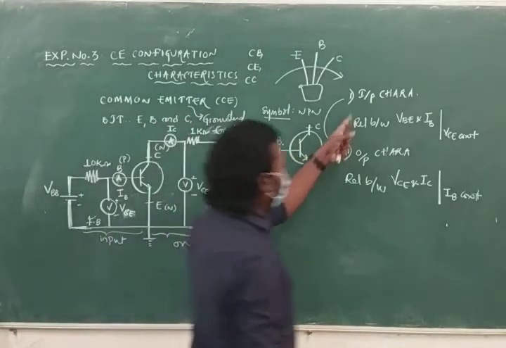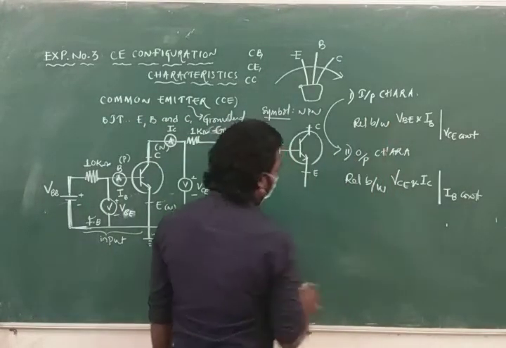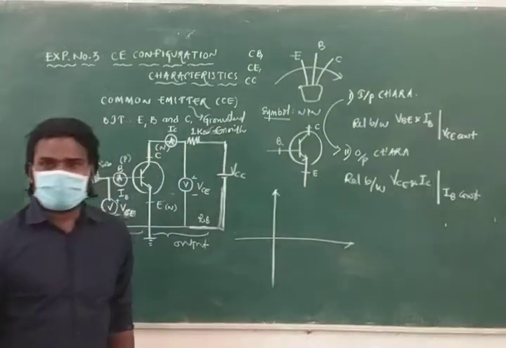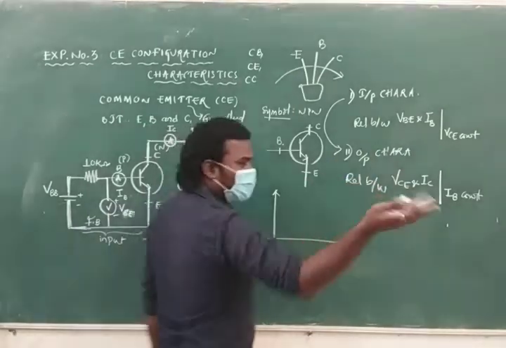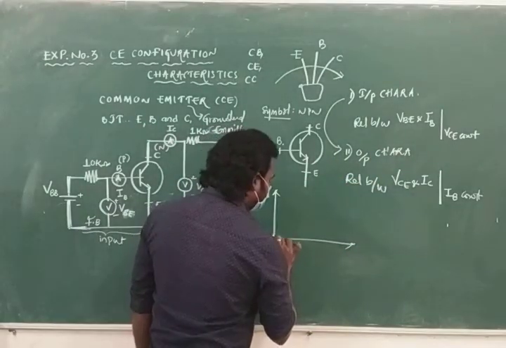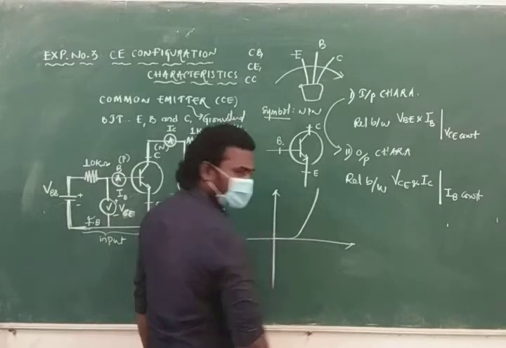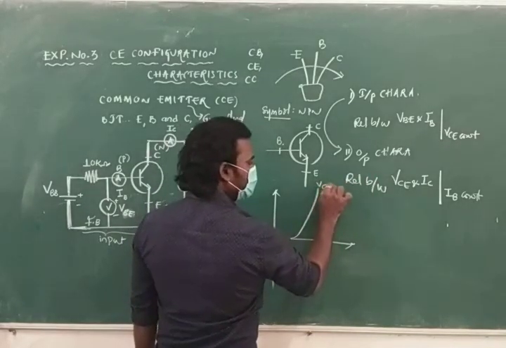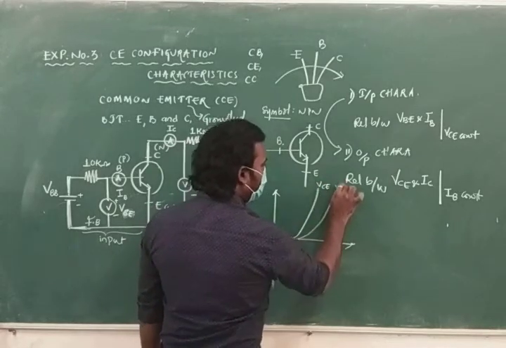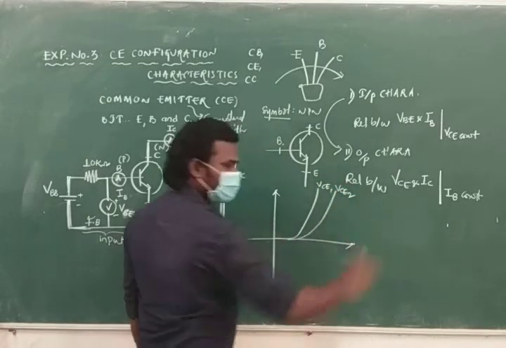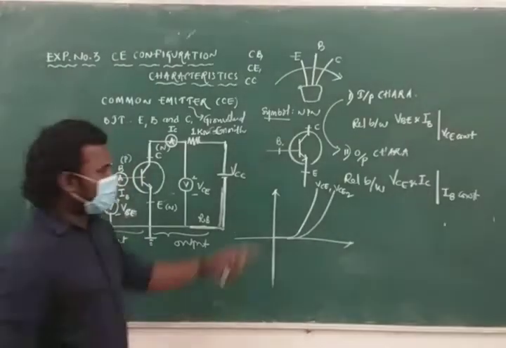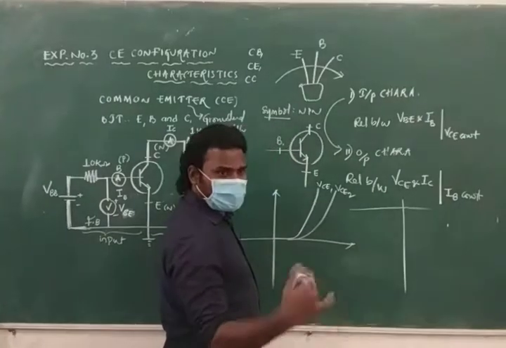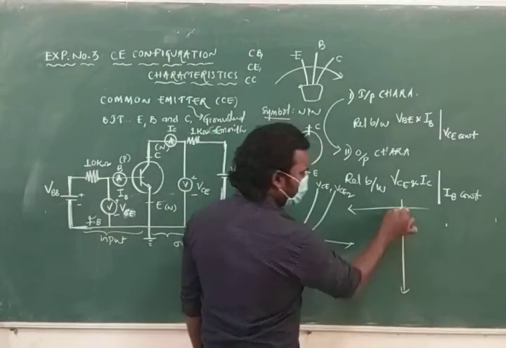If you find the relation between the input voltage and input current, you can get the input characteristics. Input is connected in which bias? Forward bias. So we know the forward bias PN junction diode VI characteristic looks like this. This is at 1 VCE. And if I increase the VCE value, again this curve shifts to the right side. And coming to the output characteristics, output characteristic is nothing but the reverse bias characteristics. We know the reverse bias characteristics.